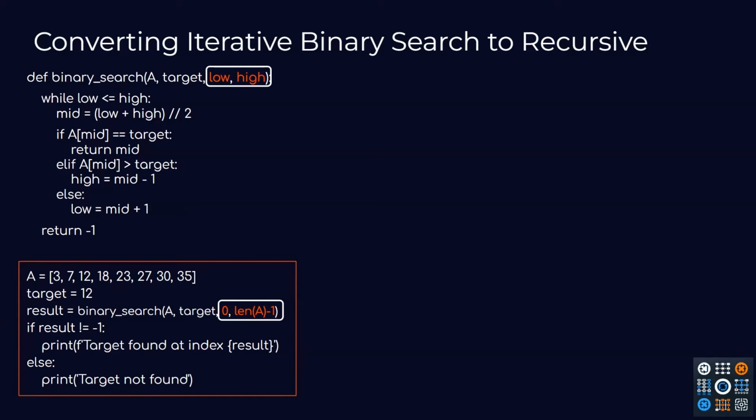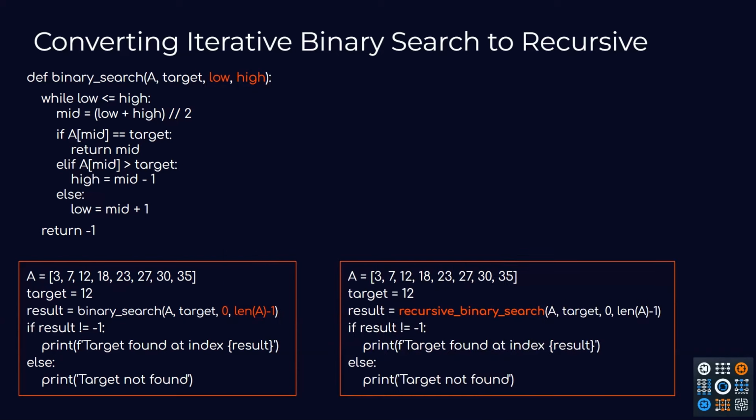We must receive these parameters in the function definition too. Let's name these arguments the same, low and high here. Low receives 0 and high receives length of the input list minus 1. With this change, let's write code to call the function for the recursive version that we will write next.